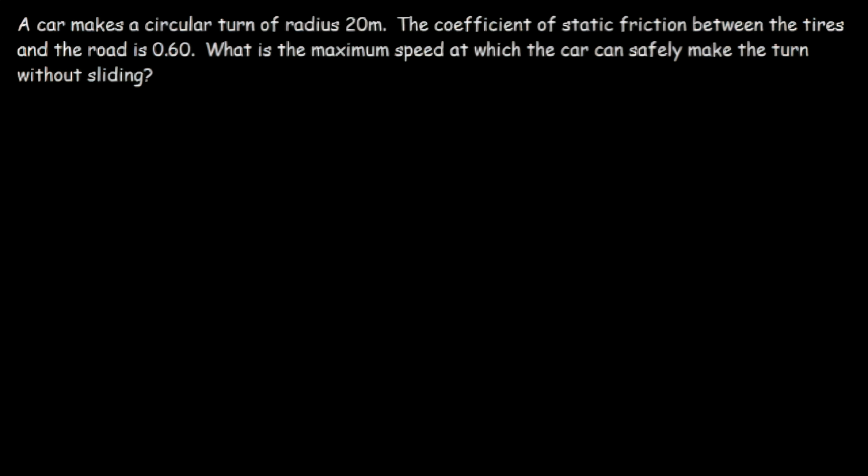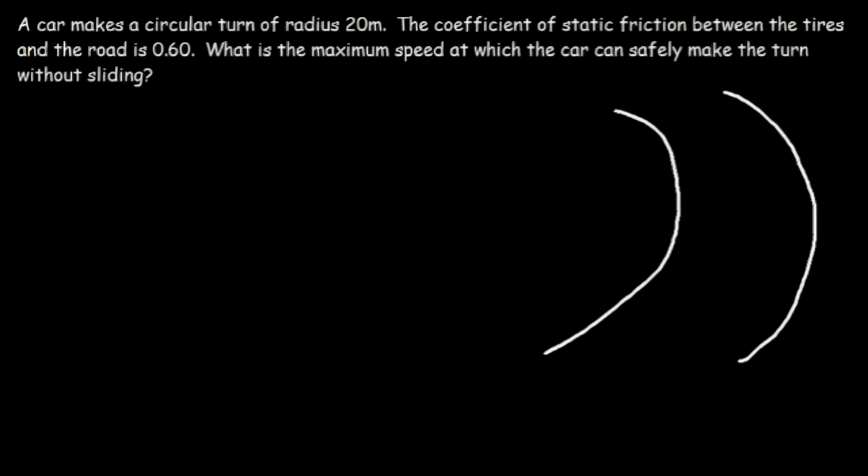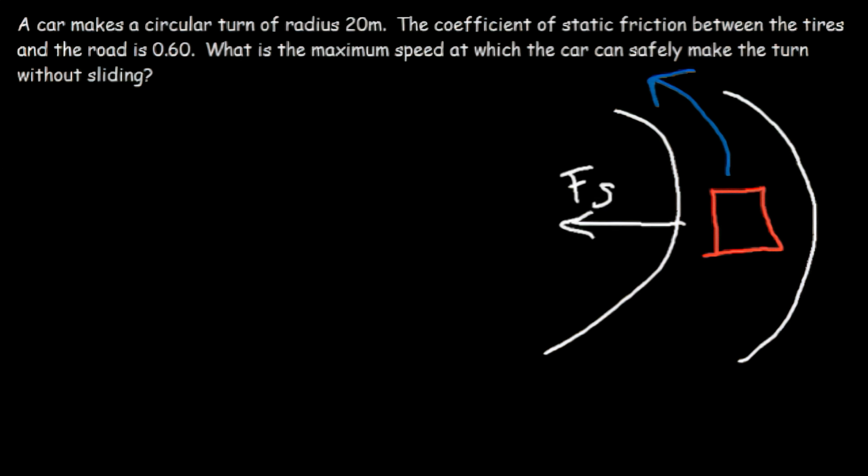So let's draw a picture. So here's the road, and I'm going to use a box to represent the car, and the car is turning. As it turns, you need to realize that static friction provides the centripetal force. Static friction between the tires and the road allows the car to turn. And any force that causes an object to turn in a circular direction provides the centripetal force.